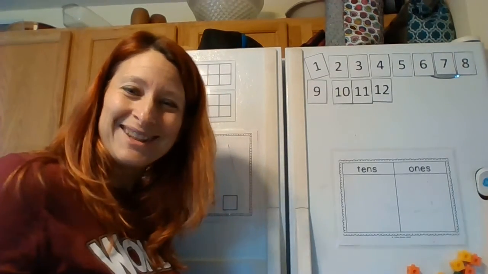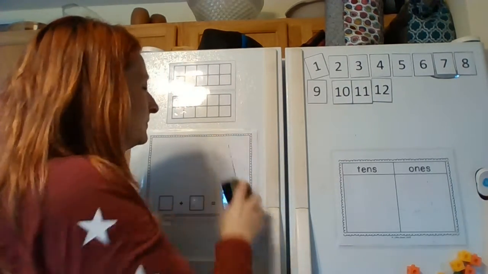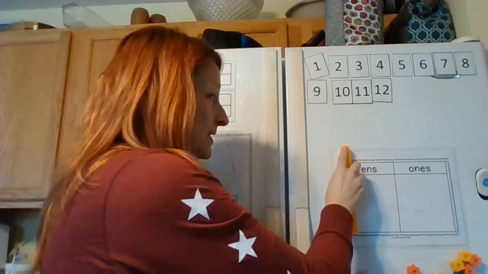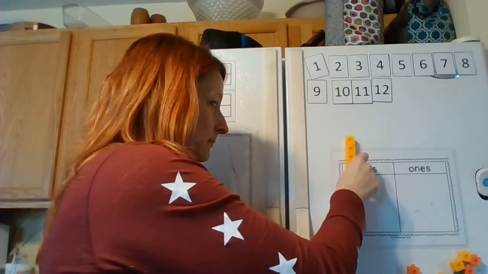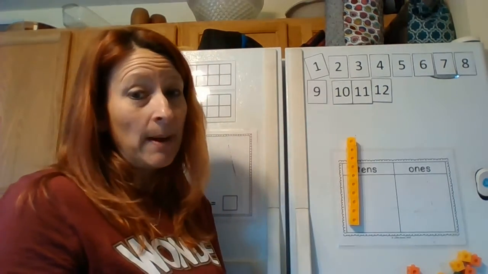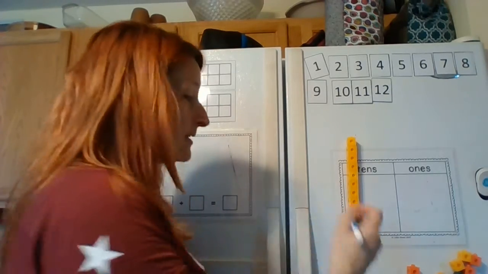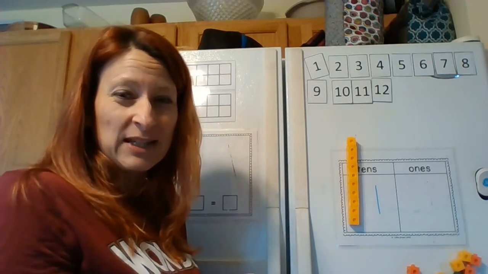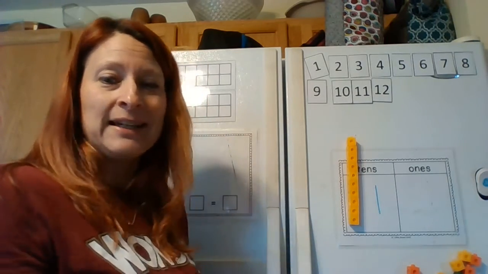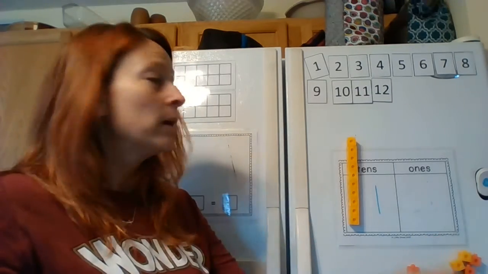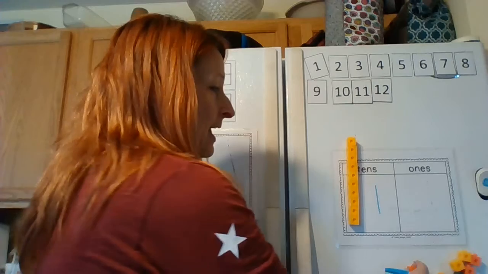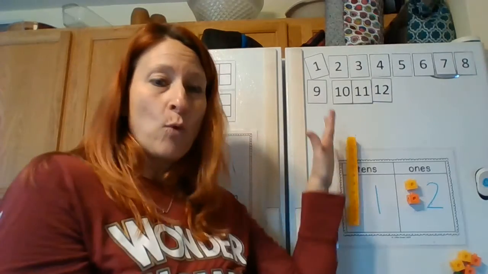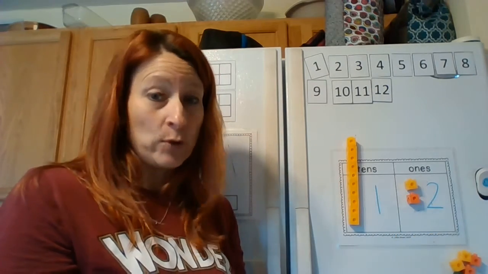We're also going to do the number 12. All right, so for number 12, we're going to take one group of tens. Remember, we always start with one group of tens because when we get to the teen numbers, we always have one group of tens. And if you're listening to our song, all teen numbers have a group of 10 and some more. So for 12, we have a group of 10 and 2 more. So we have one group of 10 and 2 ones for 12.